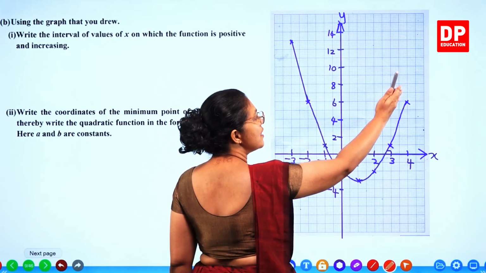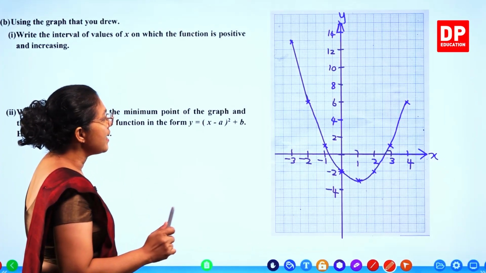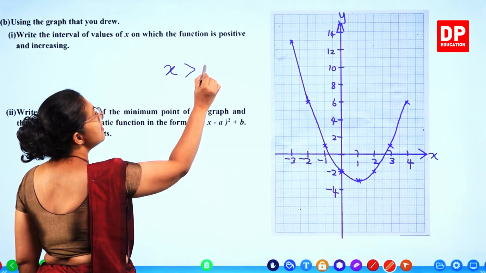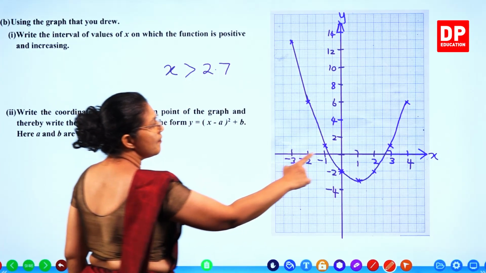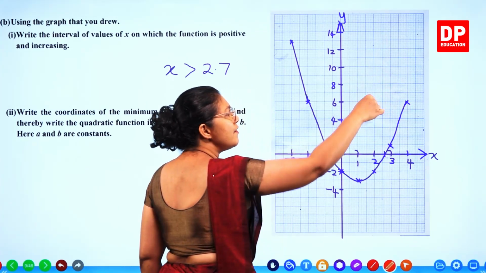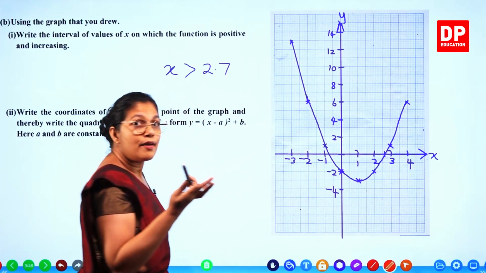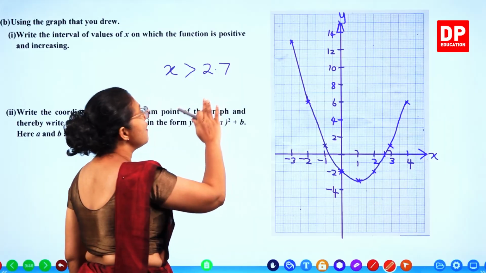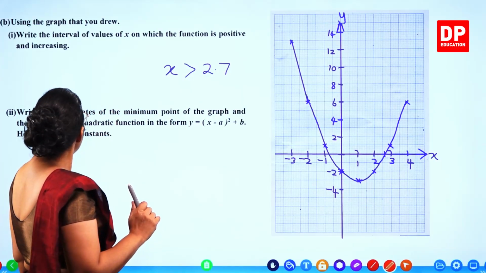2.7 onwards. So how do you write down the inequality? x is greater than 2.7. So this here to here. Or you can write, you will get marks here to here as well. But normally a quadratic graph goes to infinity. So you can write x greater than 2.7. What about the other one?